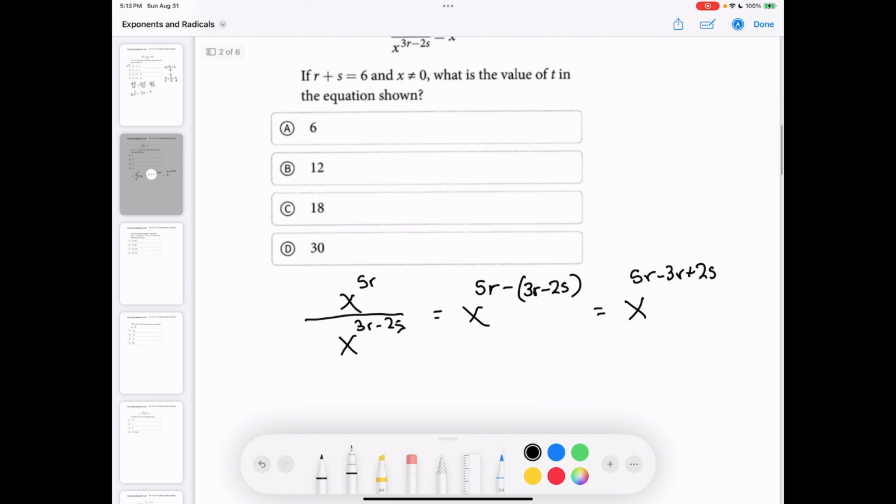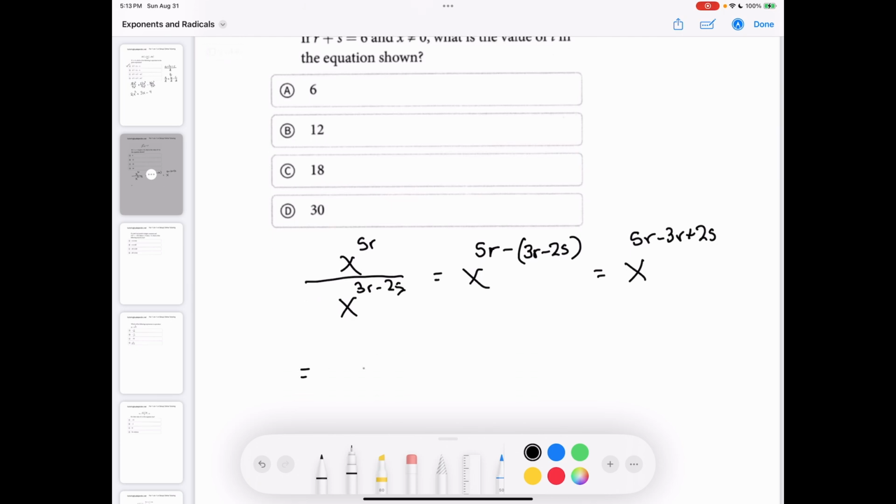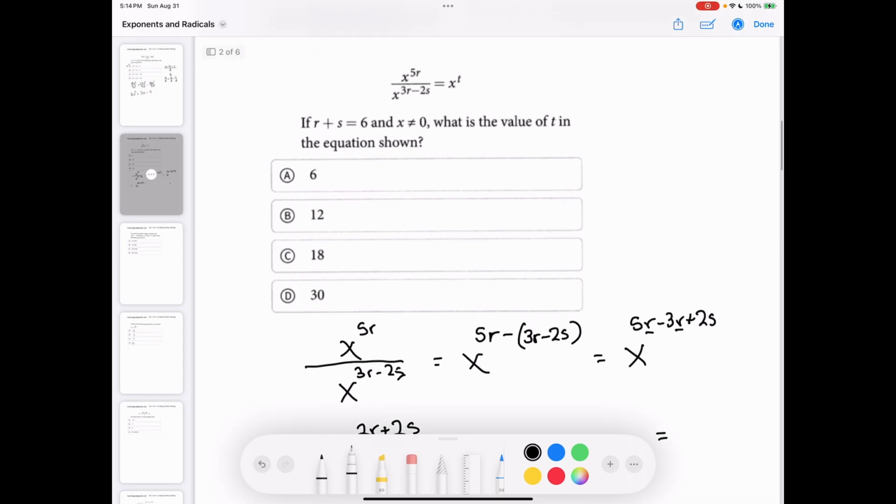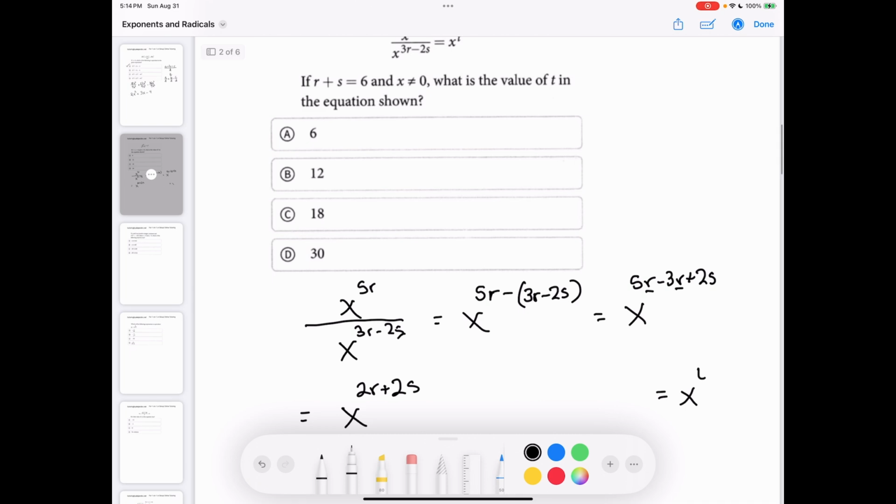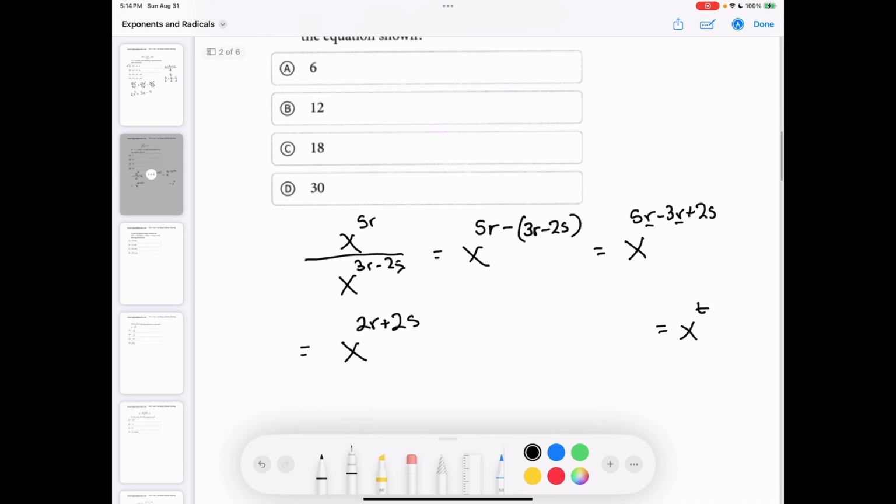Okay? All right, great. So next step, I can subtract the 5r with the 3r because they have the same variable r, right? So I just subtract the coefficients. So 5 minus 3 equals 2. So now I'm left with 2r plus 2s. Okay? And just don't forget that all of this is in the end equal to x to the t, right? I haven't forgotten about that. Okay, so let's see what else we can do.